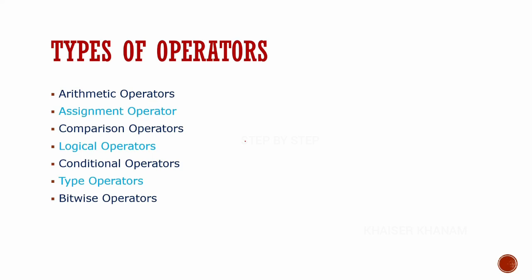Inside assignment operator, that is the equal to symbol. Comparison operators: we have greater than, lesser than, greater than or equal to. Logical operators: and, or, not. Conditional operators, type operators and also bitwise operators. About these operators, we are going to study in this series. Before that, let me show you a simple example of an expression practically.